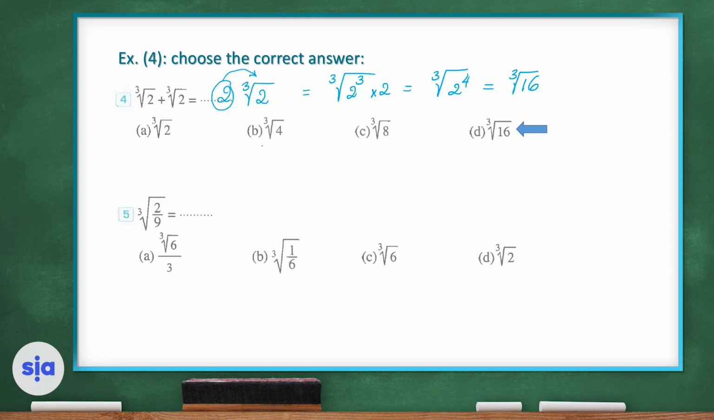This one, we're going to do the same thing in question 5. It's cubic root of 2 over cubic root of 9. So, as you can see here, the cubic root of 9 is the same as the cubic root of 3 squared. To rationalize the denominator, we multiply up and down by the cubic root of 3. Then, it's a cubic root of 6 over 3. Then, the right answer is choice A.